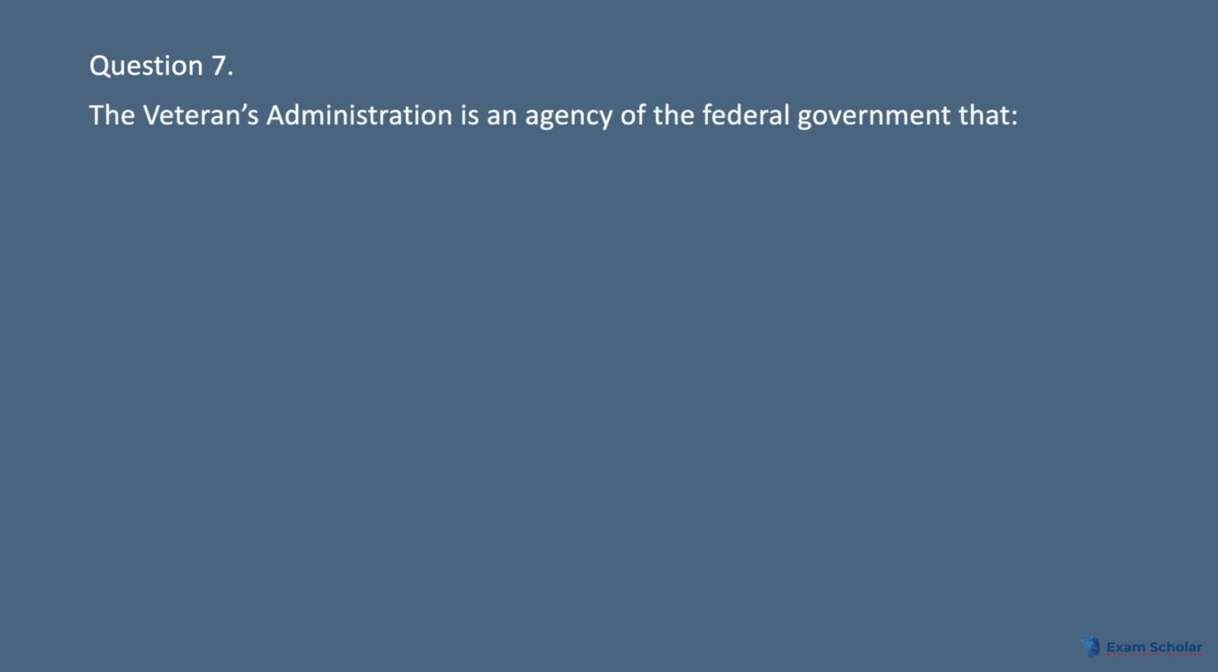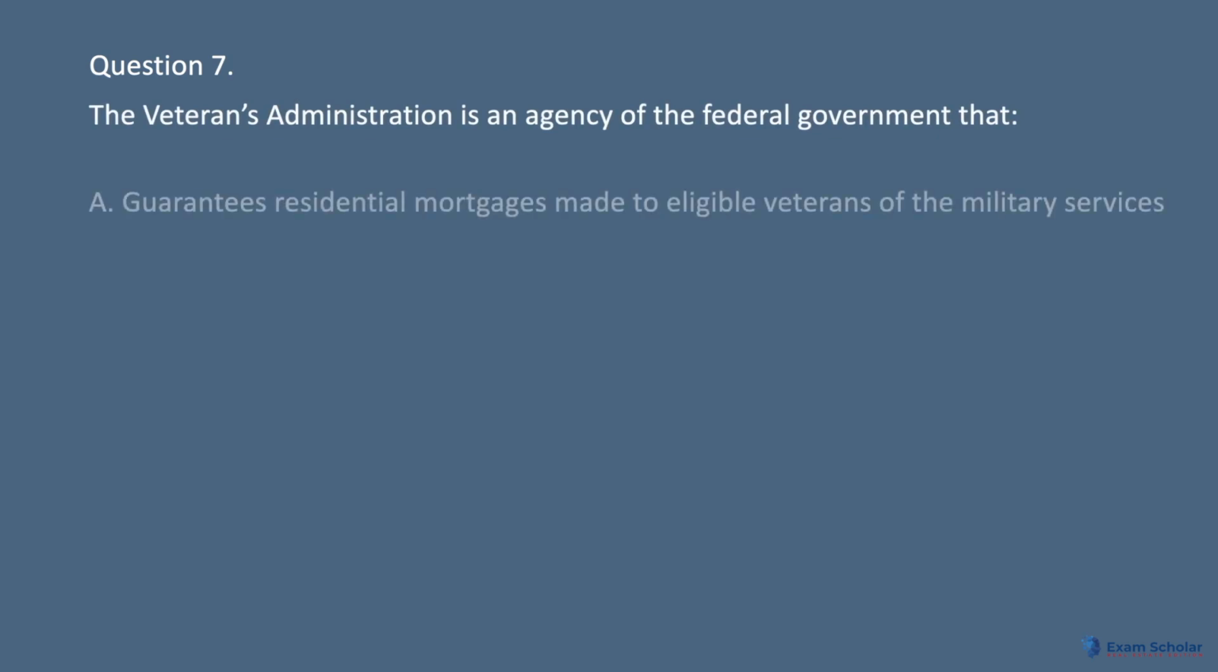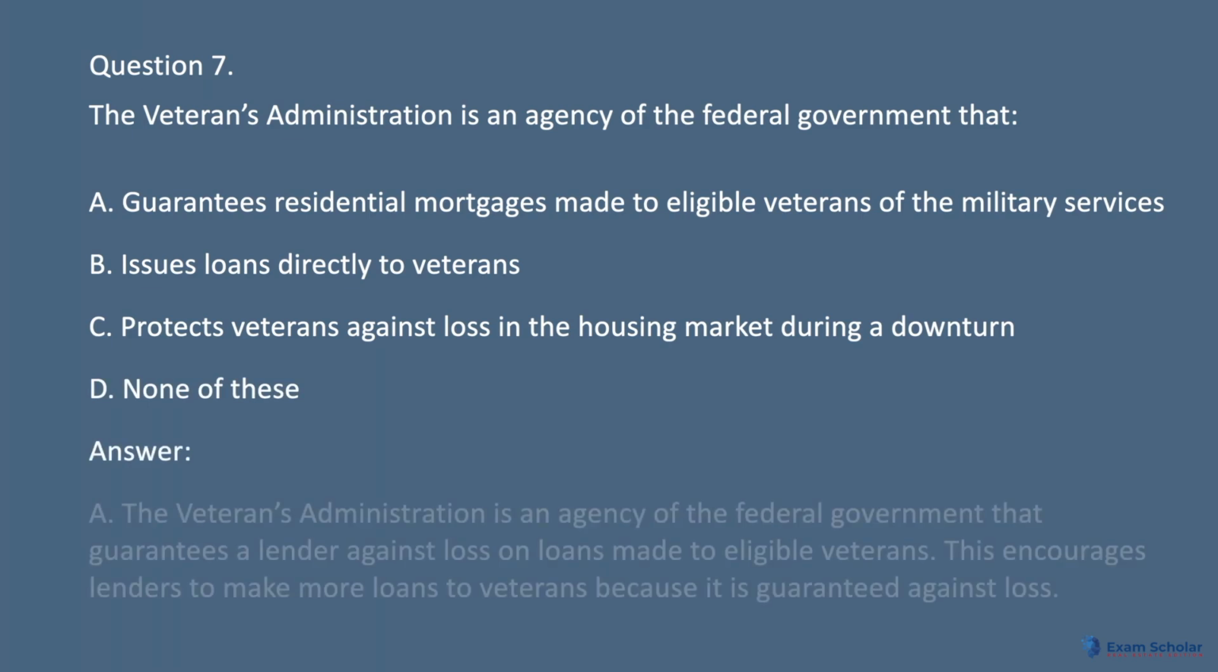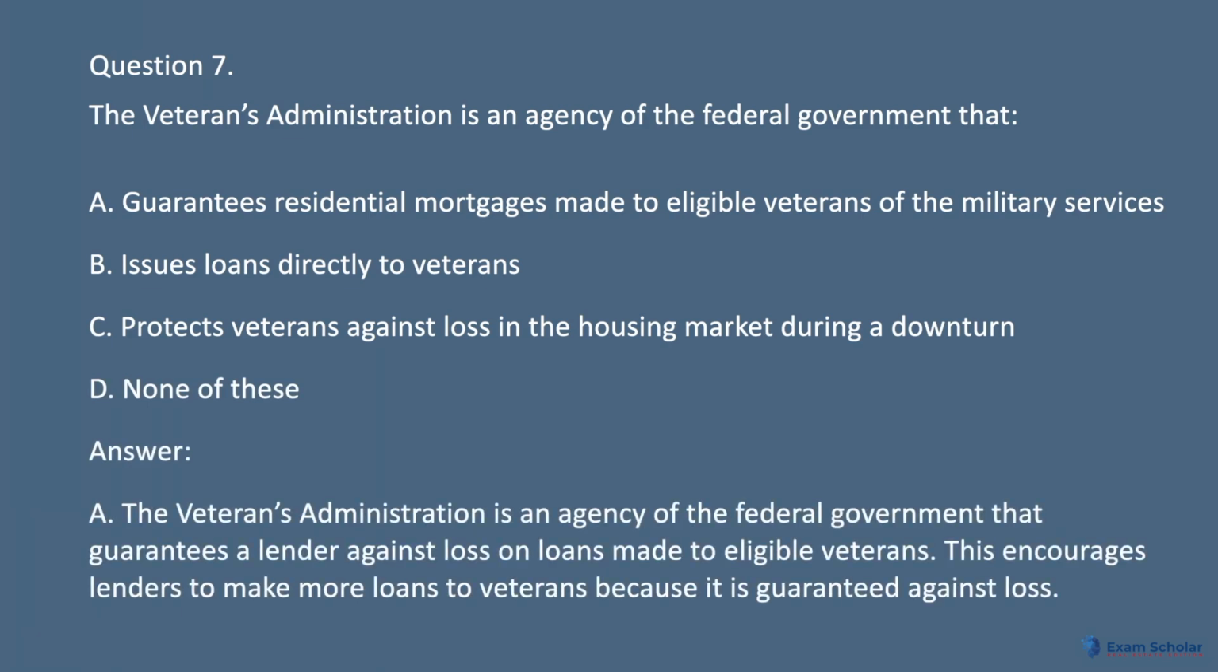Question 7. The Veterans Administration is an agency of the federal government that A. Guarantees residential mortgages made to eligible veterans of the military services. B. Issues loans directly to veterans. C. Protects veterans against loss in the housing market during a downturn. D. None of these. Answer. A. The Veterans Administration is an agency of the federal government that guarantees a lender against loss on loans made to eligible veterans. This encourages lenders to make more loans to veterans because it is guaranteed against loss.